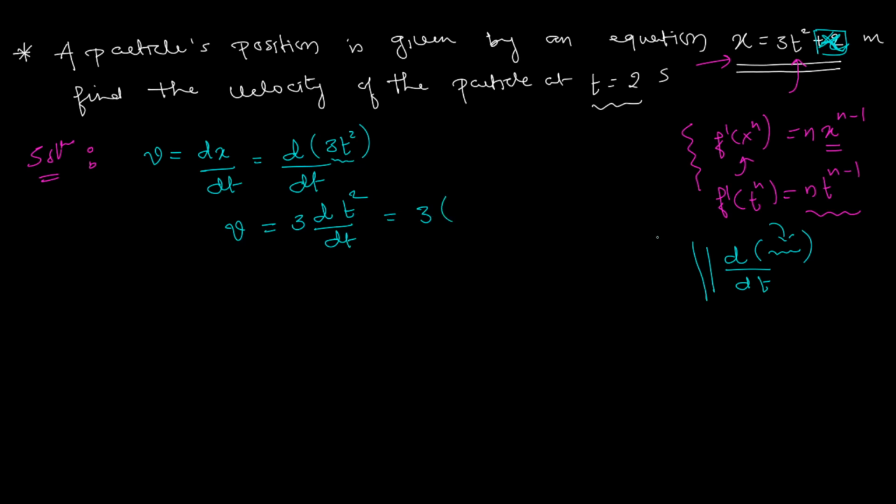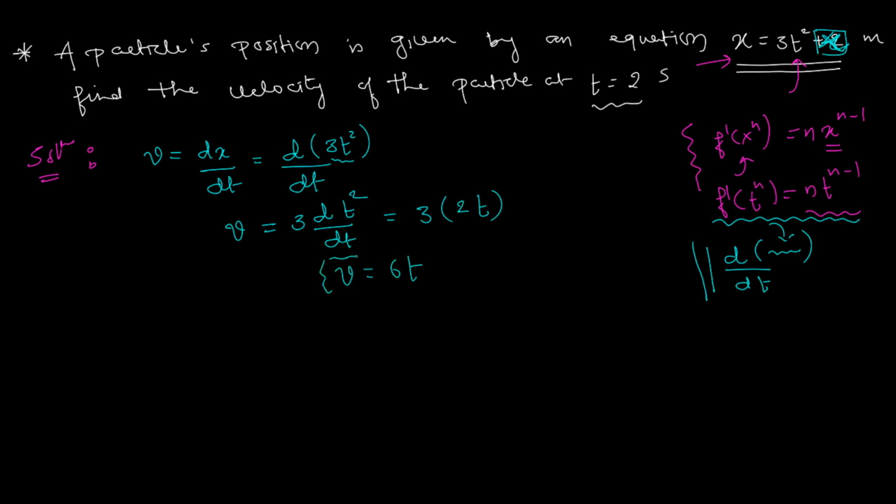Now you know the derivative of t to the n. What is the derivative of t to the n? It is n into t to the power n minus 1, and if you compare these two, your n is 2, so it's simply going to be 2 into t to the power 2 minus 1, which is just t to the power 1, which is just t, right? So you have this. Your velocity expression is 3 into 2, which is 6t. This right here is not the velocity itself.